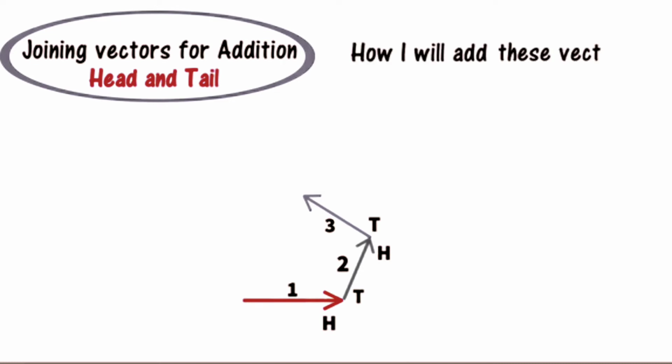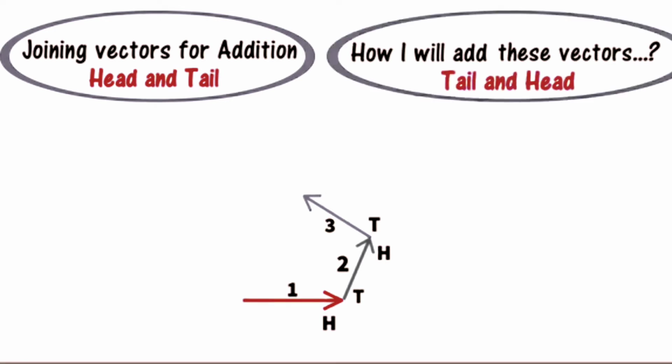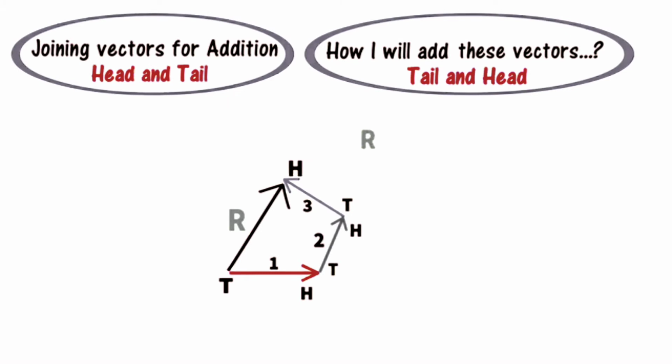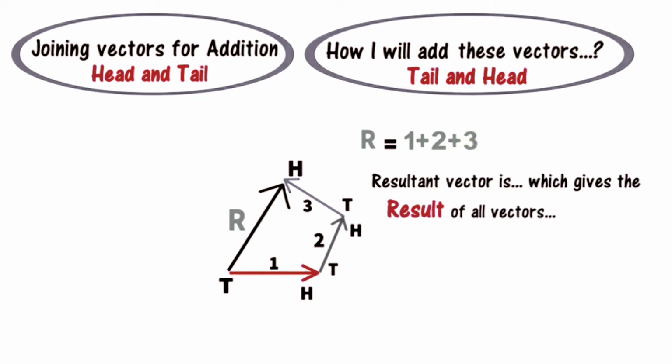Now how will I add all of these vectors? Then I will use another trick. The trick is the tail and head trick. I will join the tail of the first vector with the head of the third vector, and this is the resultant vector. This resultant vector is actually giving me the addition of these 3 vectors, 1 plus 2 plus 3. And remember, the resultant vector is a vector which gives the result of all these 3 vectors.